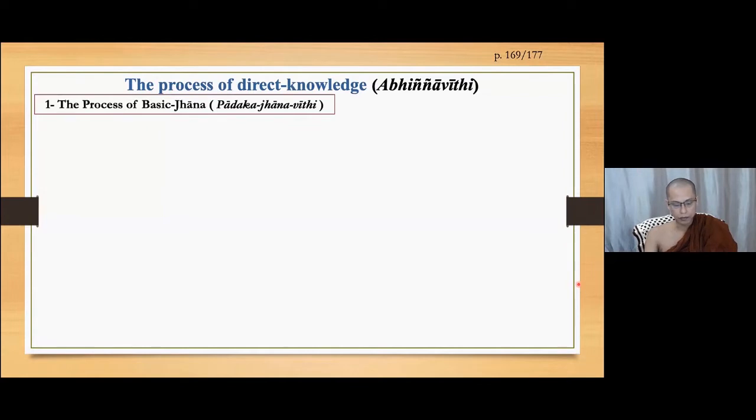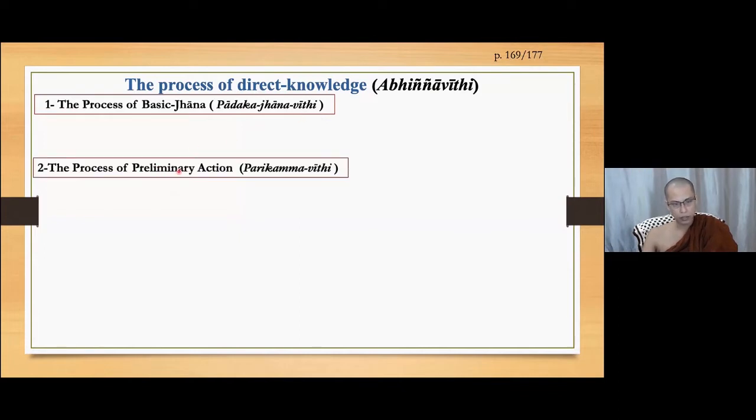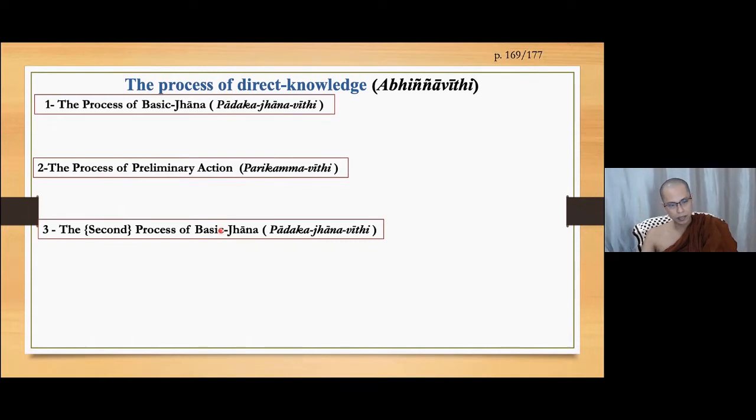Okay, here let's see about the process of abhinya. The process of basic jhana, so the pada jhana vithi. Then, secondly, the process of preliminary action, or parikamma vithi, will come. Then, thirdly, this process is not mentioned in the Abhidhammattha Sangaha text itself, but many of our Abhidhamma scholars mention this. There's also a need for some. Some are very expert and have already performed many times and are very familiar. This is not necessary for them. But for the beginner and those who are not very expert, the number 3 process is also needed.